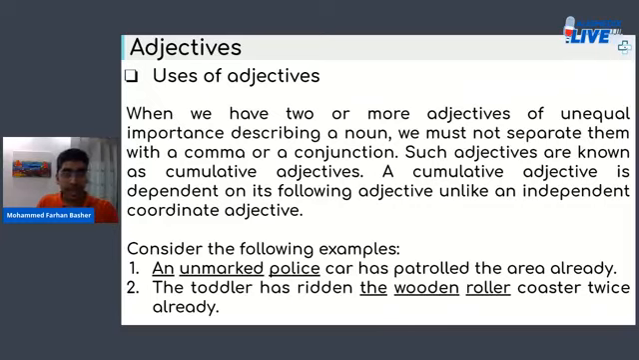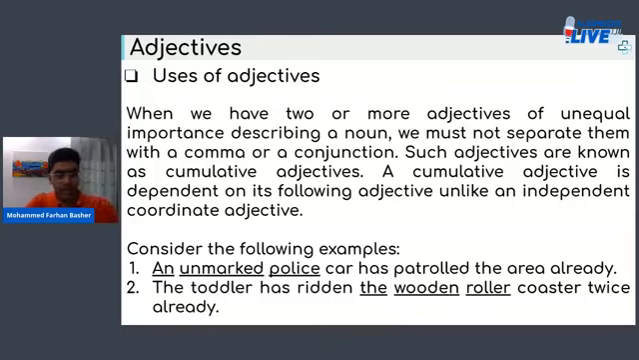Each can define the noun in its own right. But here, you cannot just say an car. You cannot say unmarked police car. You don't want to say just police car. You want to add more to it. So an unmarked police car. Each of these adjectives is dependent on the one that follows it. Okay? Which is why these are known as cumulative adjectives.